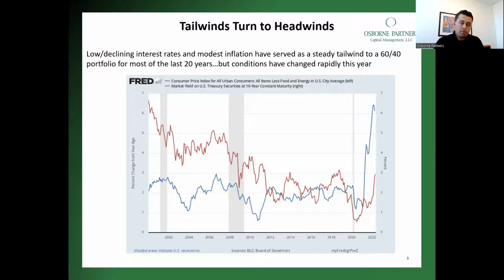Yet in the past 12 months, these variables have changed. We're now seeing much higher inflation, and we're also seeing a pretty rapid rise in interest rates. And we're also starting to see signs that the traditional 60-40 portfolio may actually be missing valuable components, specifically ones that can perform well in a higher rate and higher inflationary environment.